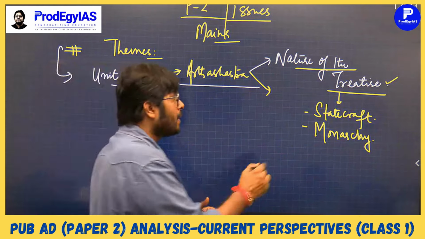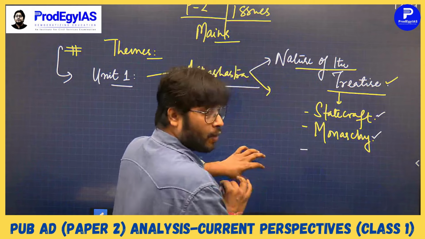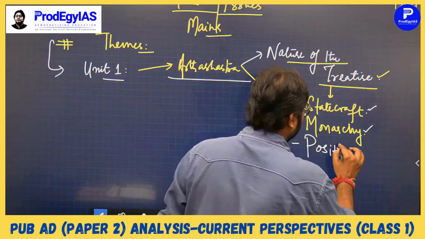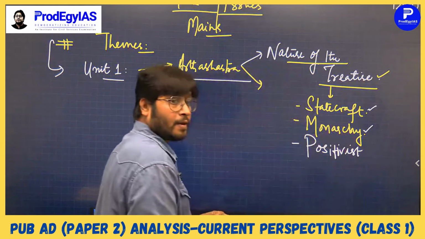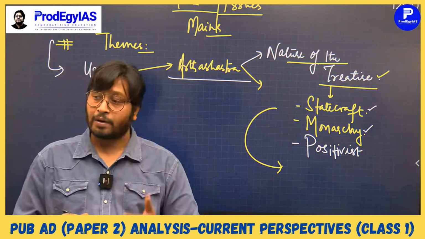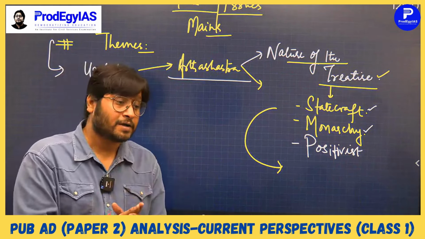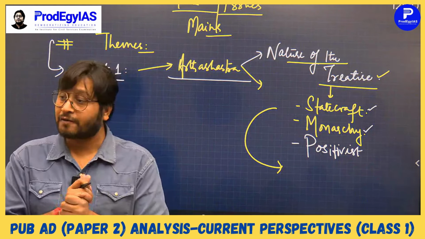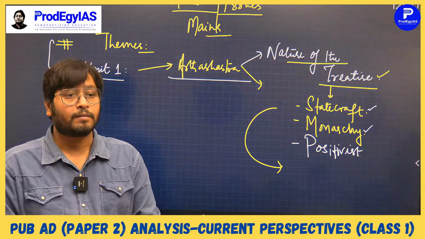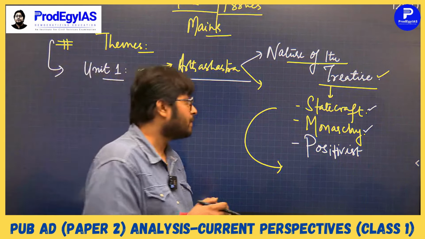What are the keywords? Statecraft, monarchy, right? Then what else? Positivist, positivist. Right? He was guided by, or one of the inspirations came from, the positivist study. Like Charvaka. Now what is Charvaka philosophy? It is rational. What is Charvaka philosophy? Ekta, anybody who can tell me?